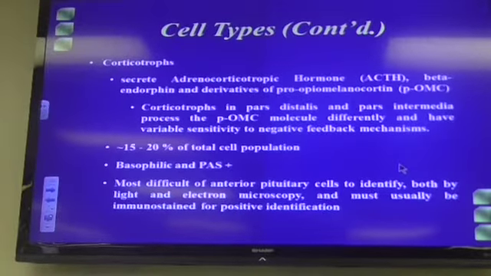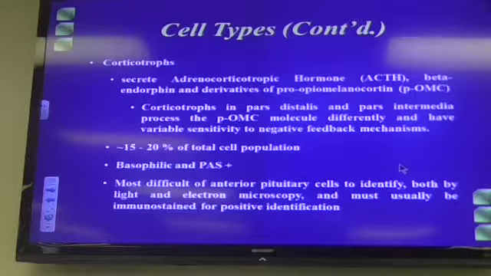As far as corticotropes, they're about 15 to 20% of the total cell population. They are basophilic, or they can be chromophobic, and they're PAS positive. These are some of the most difficult cells to identify in sections of the pituitary because they have variable staining. And also, you usually will have to use either electron microscopy or the immunohistochemical staining procedures for identification.